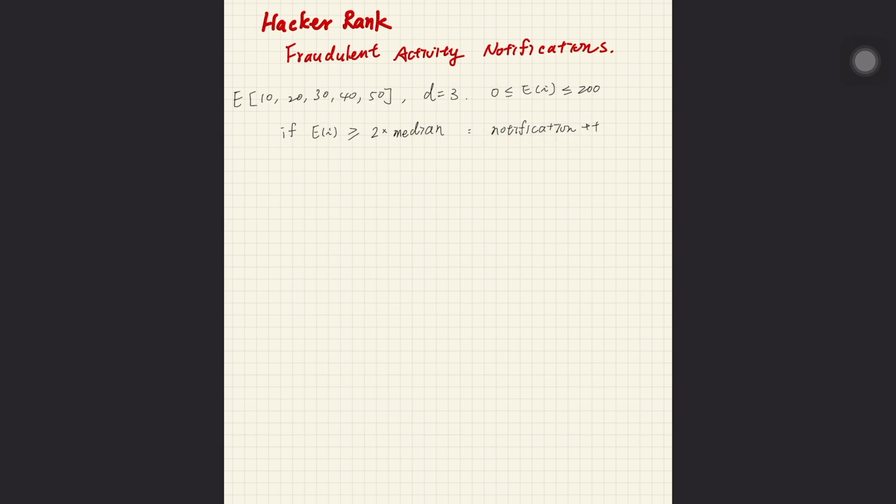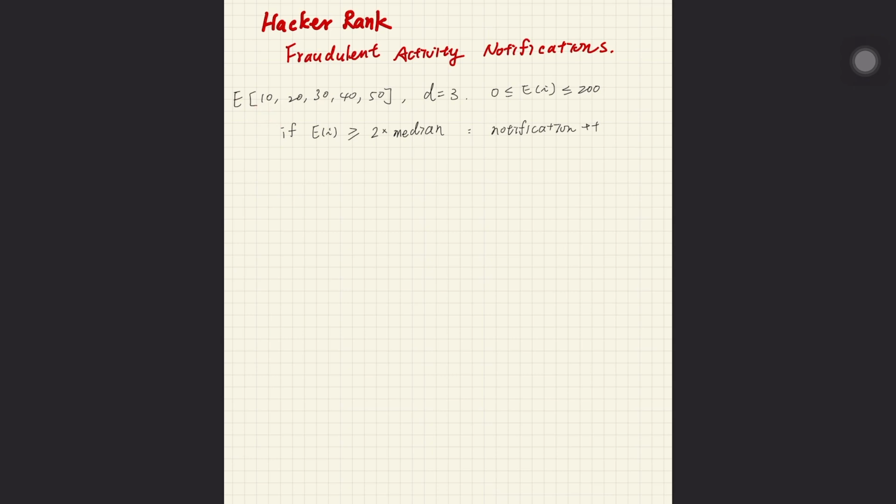So the question asks how many notifications there will be. Here, 40 is greater than or equal to 20 multiplied by 2, right? So our notification count will be at least 1. And then we will move our window to the next window.